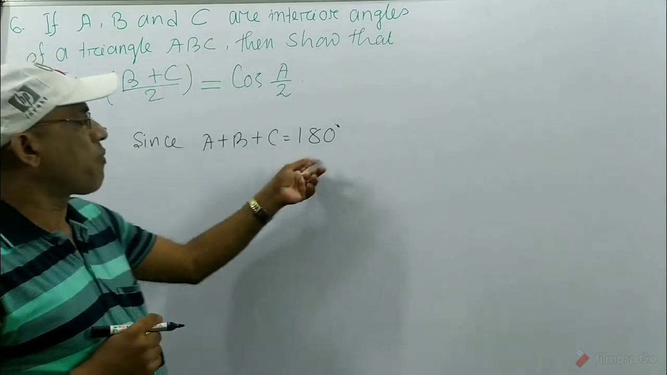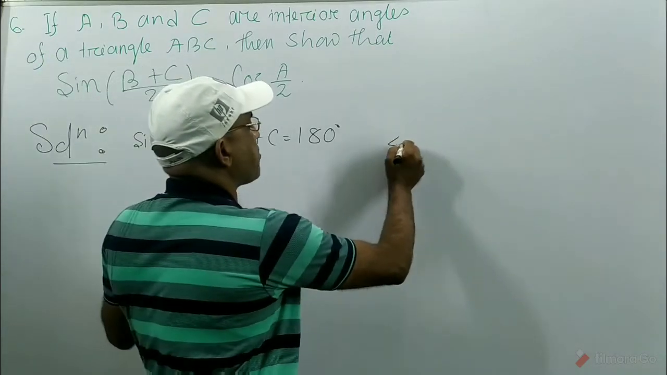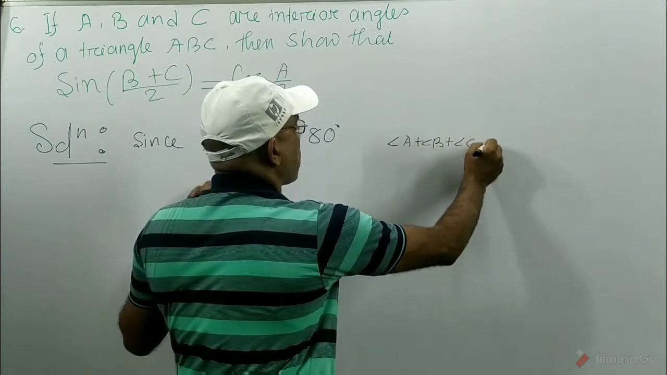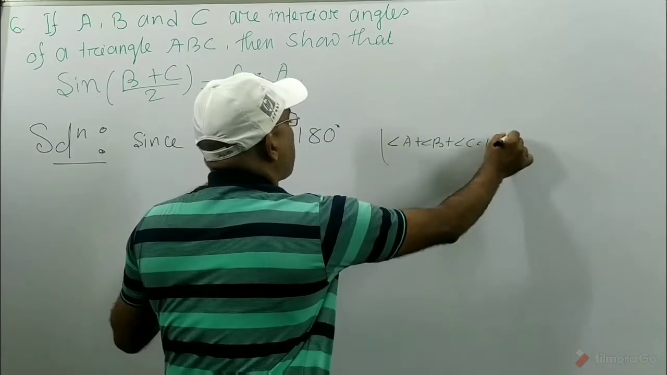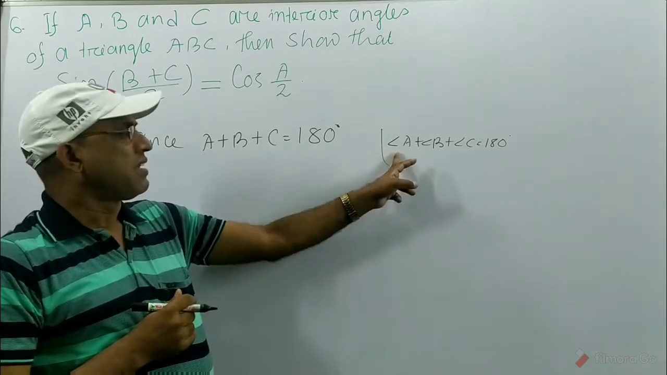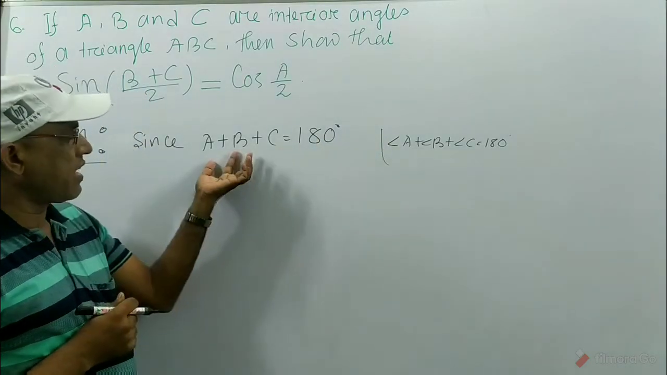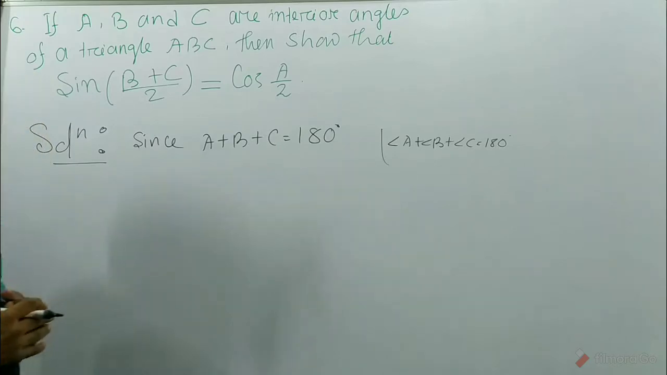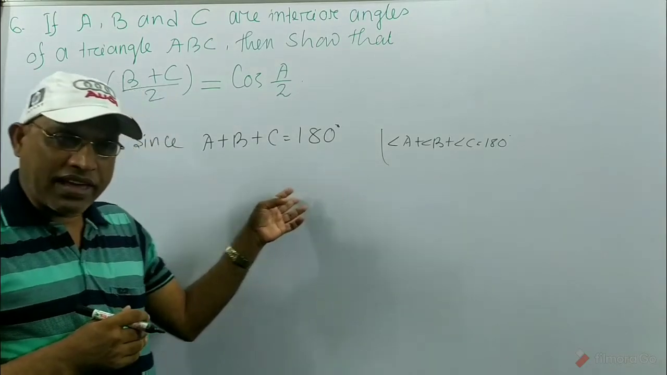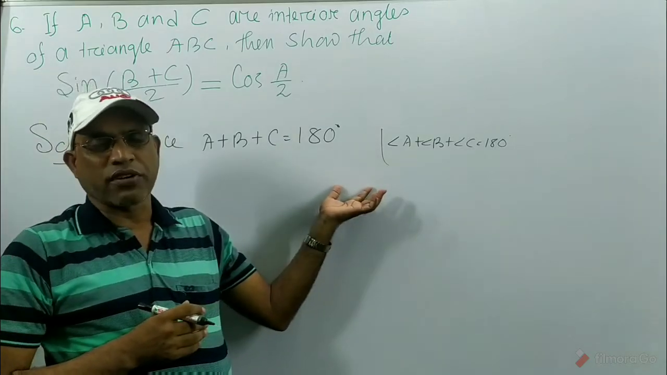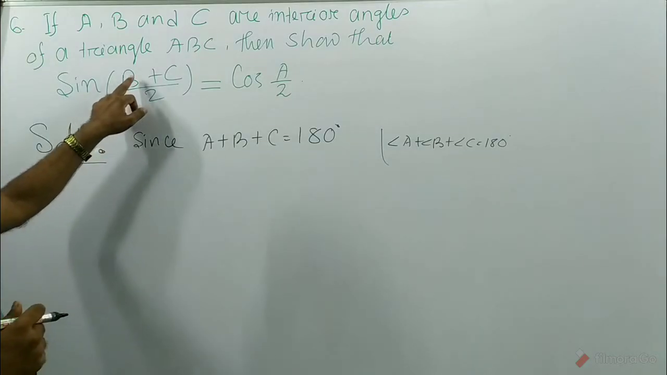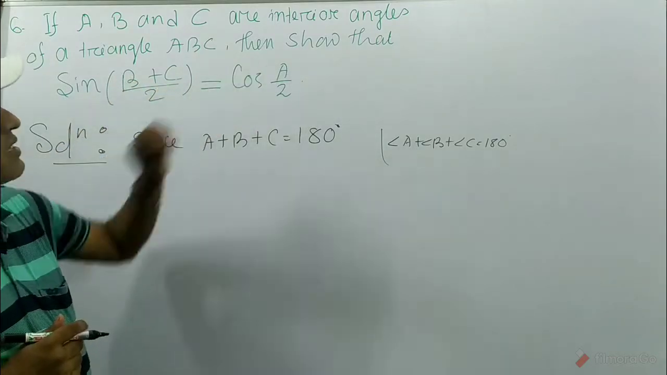Then by the angle sum property we can write angle A plus angle B plus angle C equals 180. But in our problem the angle symbol is not given, so we just write A plus B plus C equals 180 degrees. We know this from lower classes: by the angle sum property, the sum of the three angles of a triangle equals 180 degrees. Now, in our problem, B by 2, C by 2 and A by 2 are given.